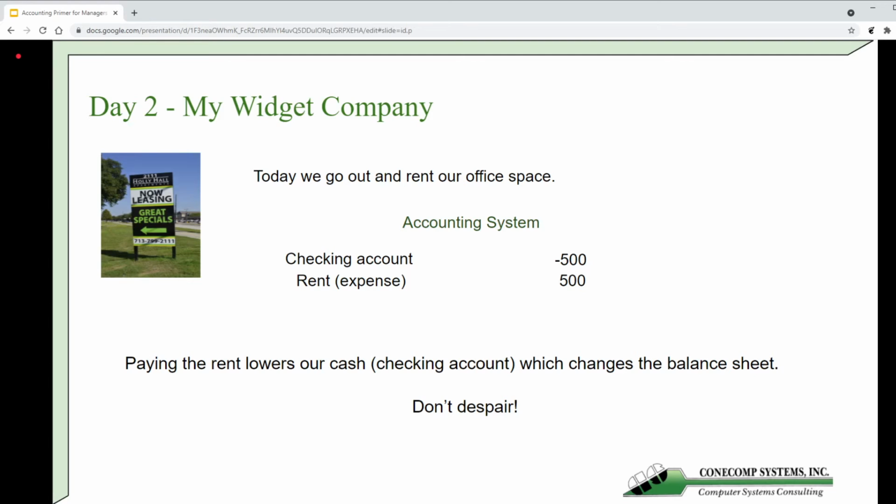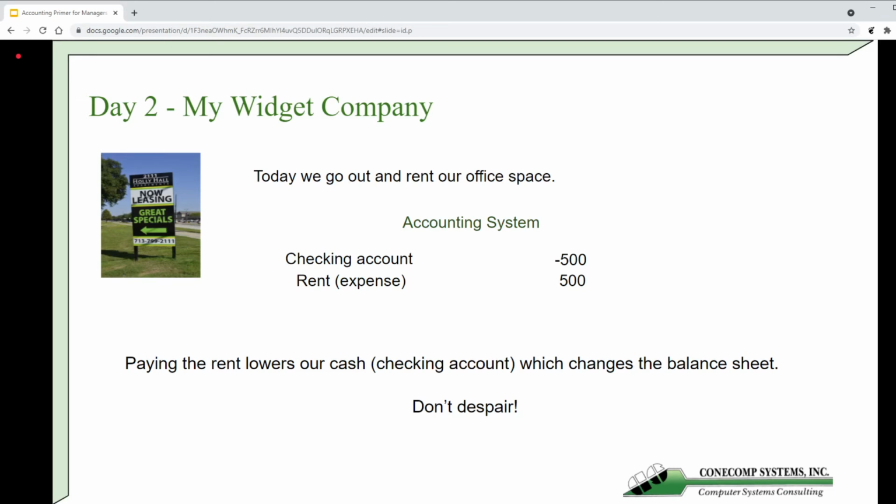So our day 2, we go out and we rent an office space, and we have to put down the first month $500. So in an accounting system, there would be 2 entries for this, just as there was with the loan. You can see the first entry is we lose $500 from our checking account that we set up in our last entry. But we also record an expense of $500.